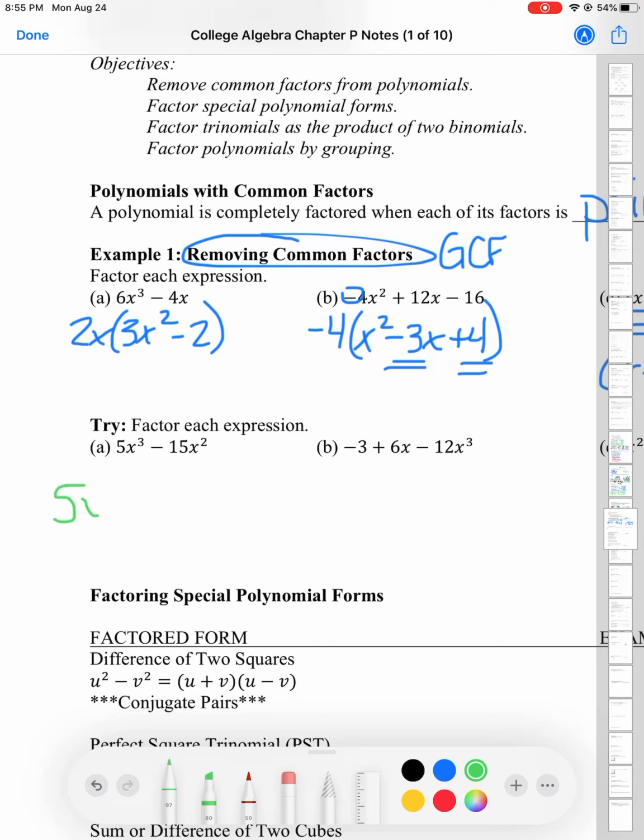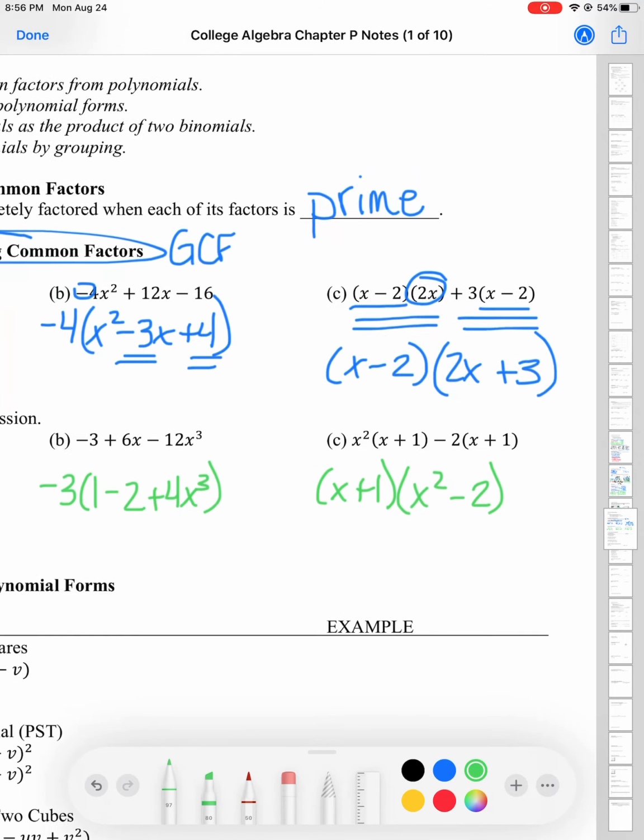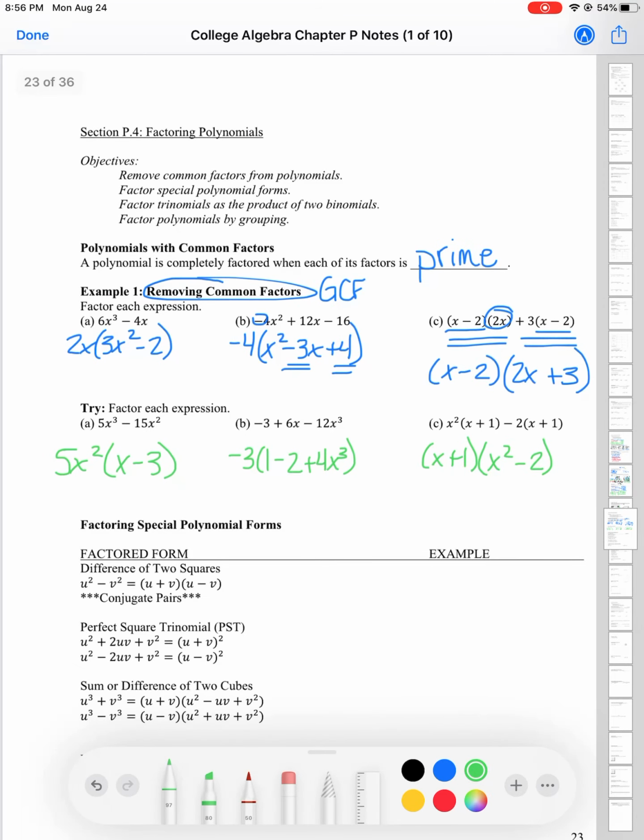So for this one, we pull out a 5x squared, and we have left an x minus 3. For part B, I'm going to pull out a -3. And then I have 1 minus 2 plus 4x cubed. And then for part C, I have an x plus 1 in common to both terms. And then I have left x squared and then minus 2. So that is GCF, strictly GCF.